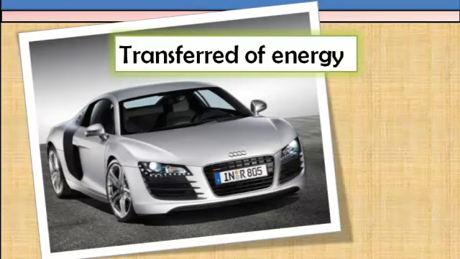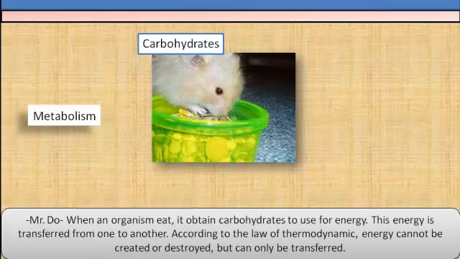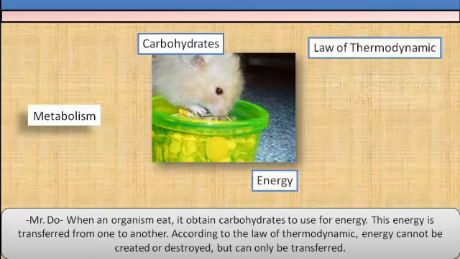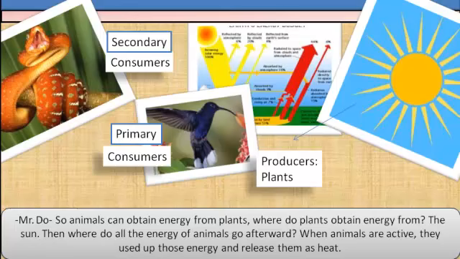Transfer of energy. When an organism eats, it contains carbohydrates to use for energy. The energy is transferred from one to another. According to the law of thermodynamics, energy cannot be created or destroyed, but it can be transferred. So animals can obtain energy from plants.